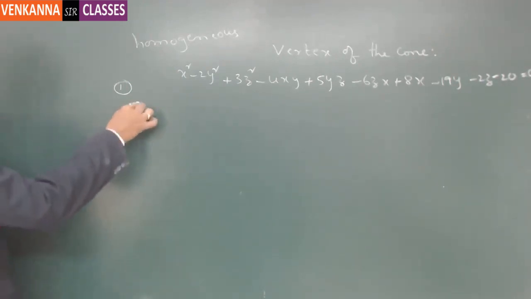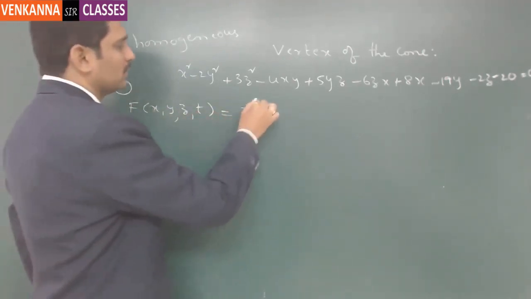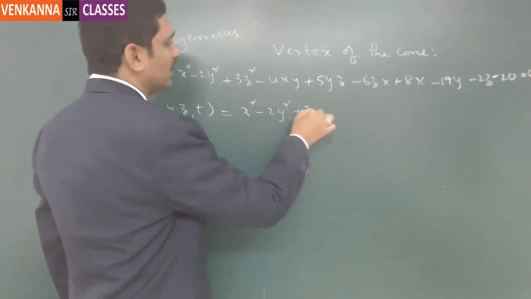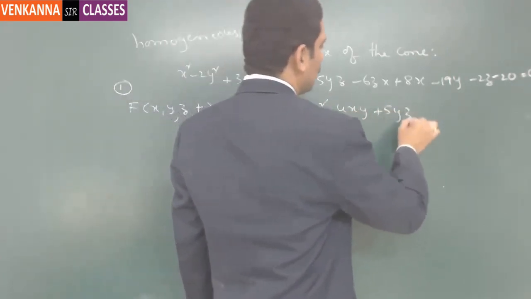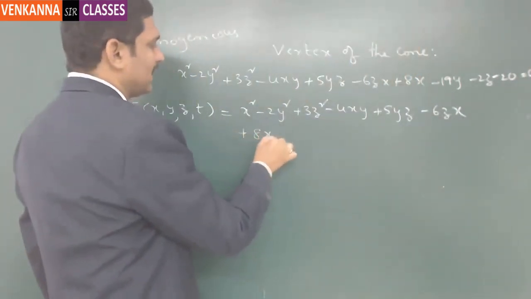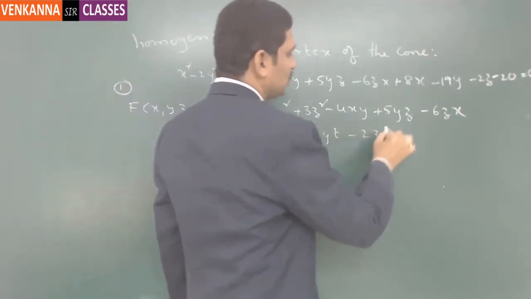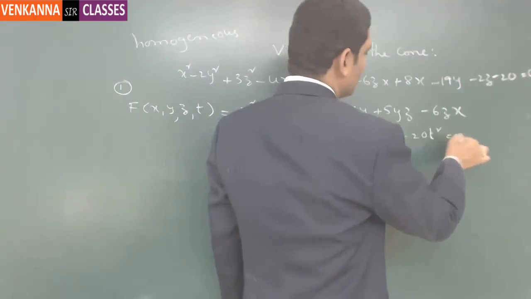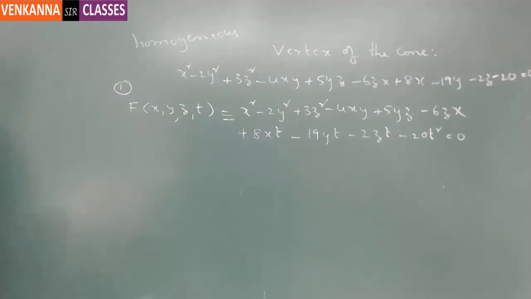So I will write it as f of x, y, z, t equal to x square minus 2y square plus 3z square minus 4xy plus 5yz minus 6zx plus 8xt minus 19yt minus 2zt minus 20t square equal to 0. Clear? How we have done the homogeneous part? By introducing the auxiliary variable there.